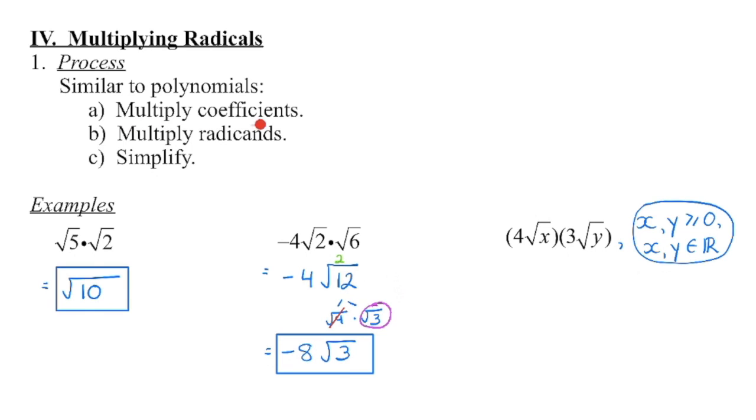So step number 1, we're going to multiply those coefficients. 4 times 3 is 12. We're then going to multiply those radicands. x times y is just xy, because we are not multiplying powers with the same base here. So we're just going to leave it like that. And because this is an index of 2, I don't have 2 x's, I don't have 2 y's. I can't simplify that any further. So this is fully simplified.